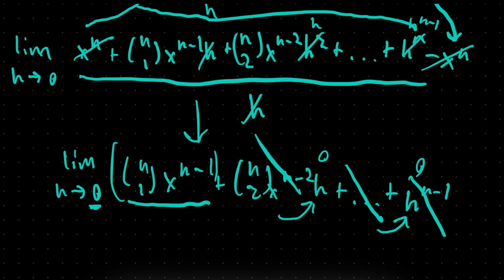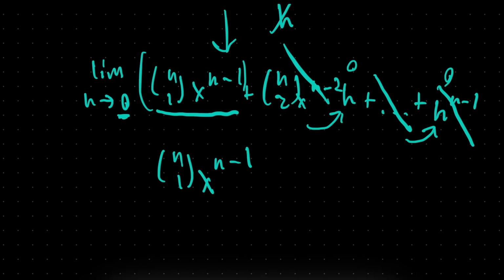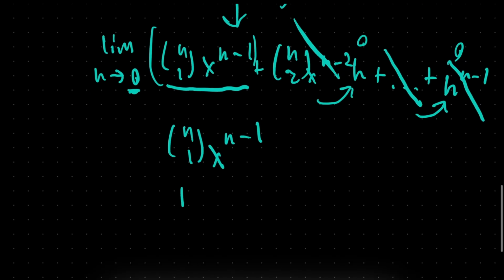And everything in between, the only term that you have left is n choose 1 times x to the n minus 1. And n choose 1 times x to the n minus 1 is just n times x to the n minus 1.